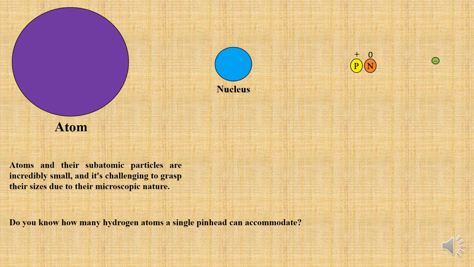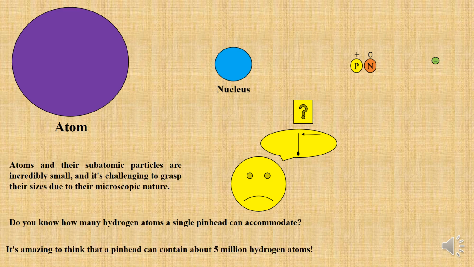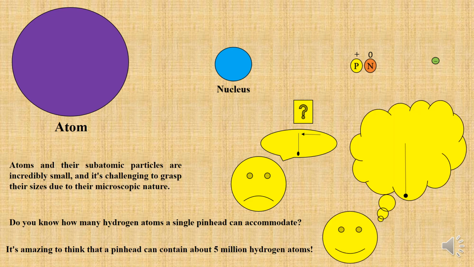Do you know how many hydrogen atoms a single pinhead can accommodate? It's amazing to think that a pinhead can contain about 5 million hydrogen atoms.